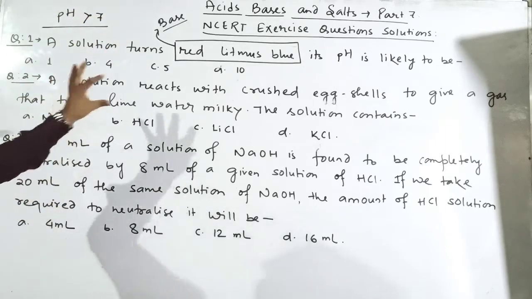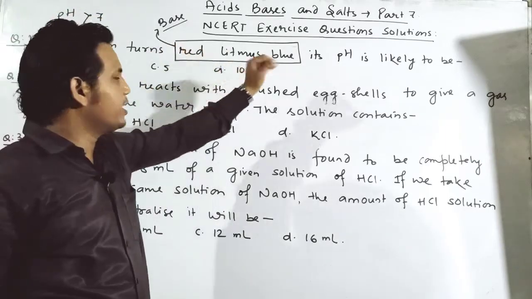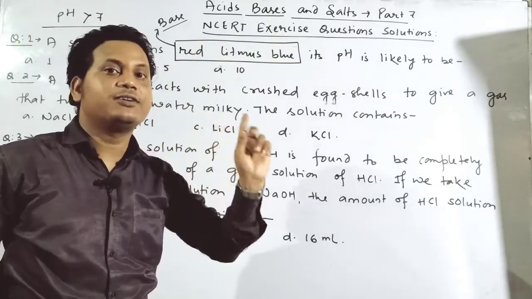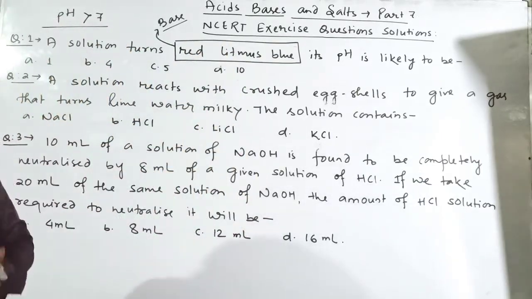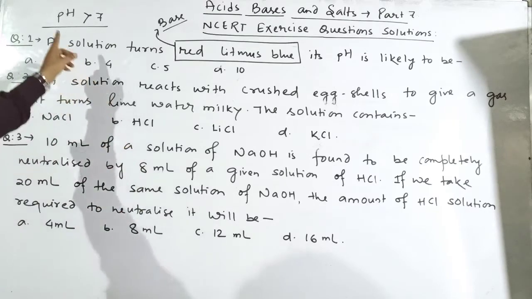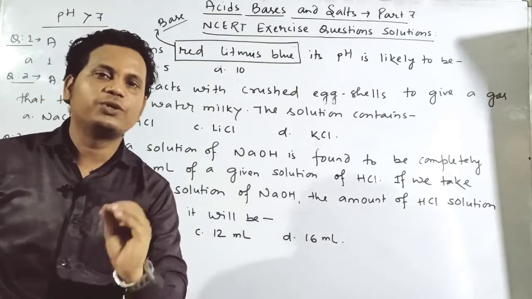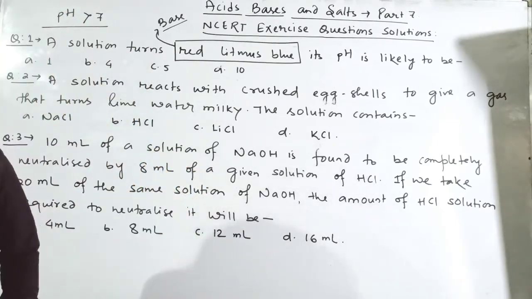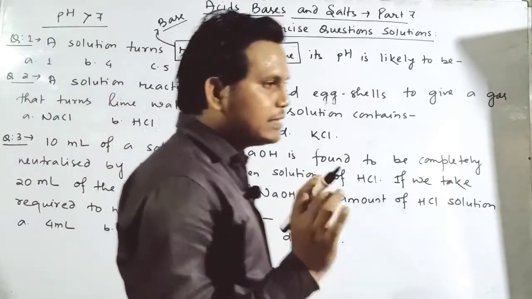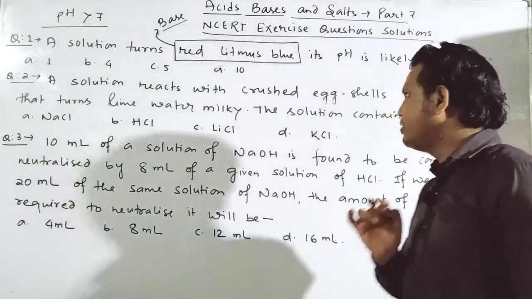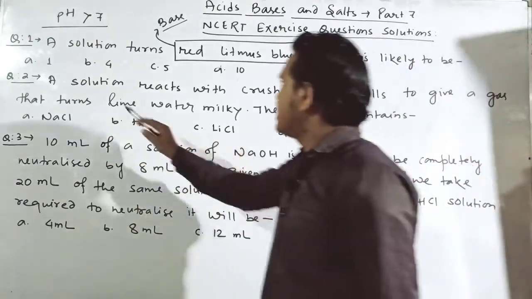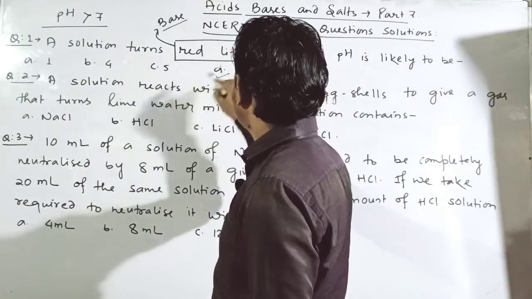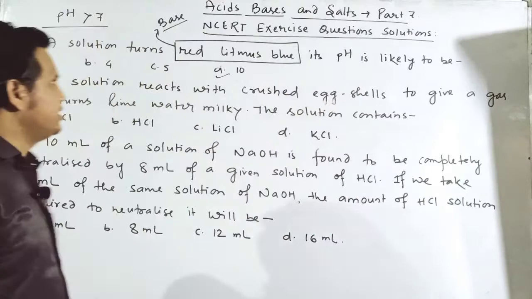So if a solution converts red litmus to blue, it means that the solution is basic. And for a basic solution, what is the pH value? More than 7. So the option which contains more than 7 will be our final answer. More than 7 is 10, so the answer will be D. D is 10.